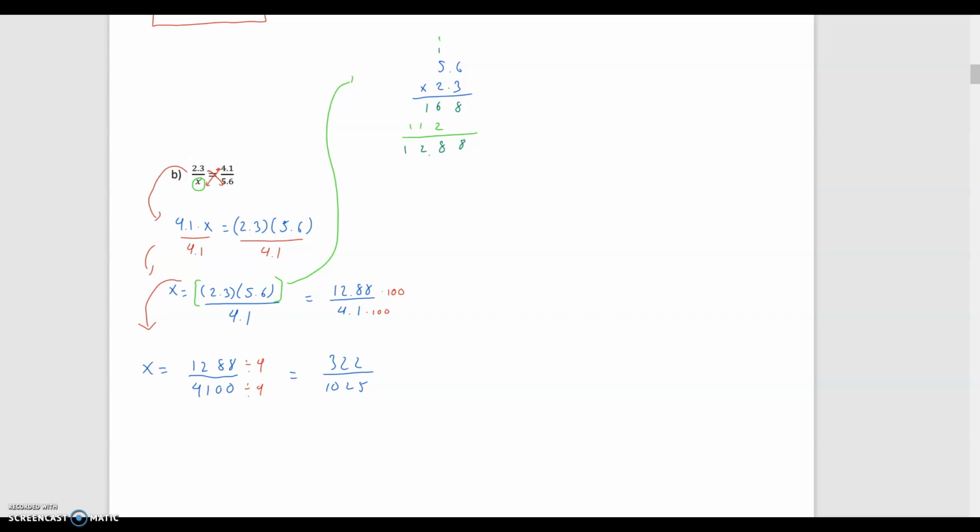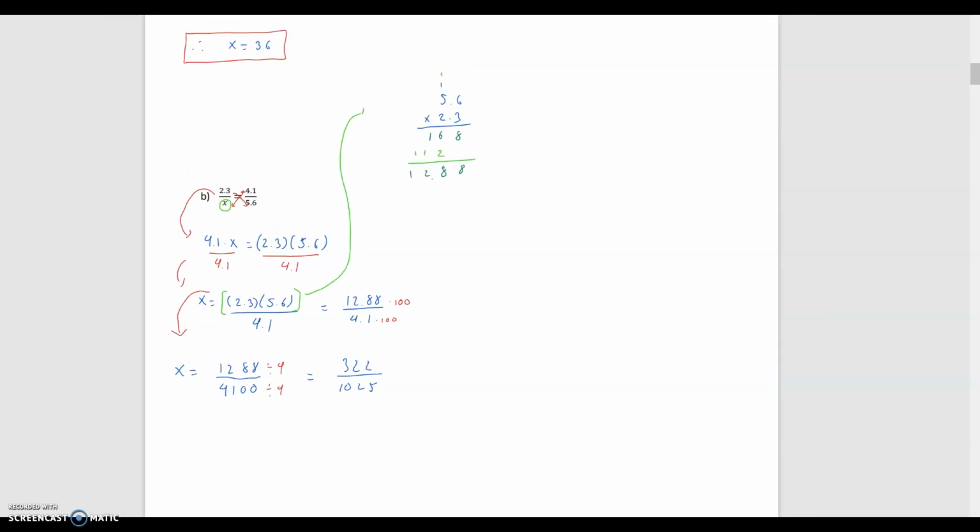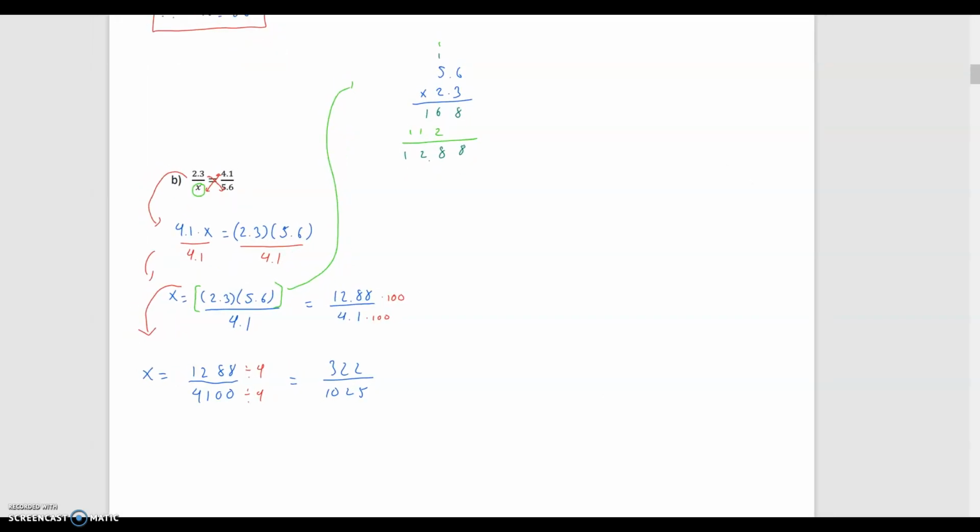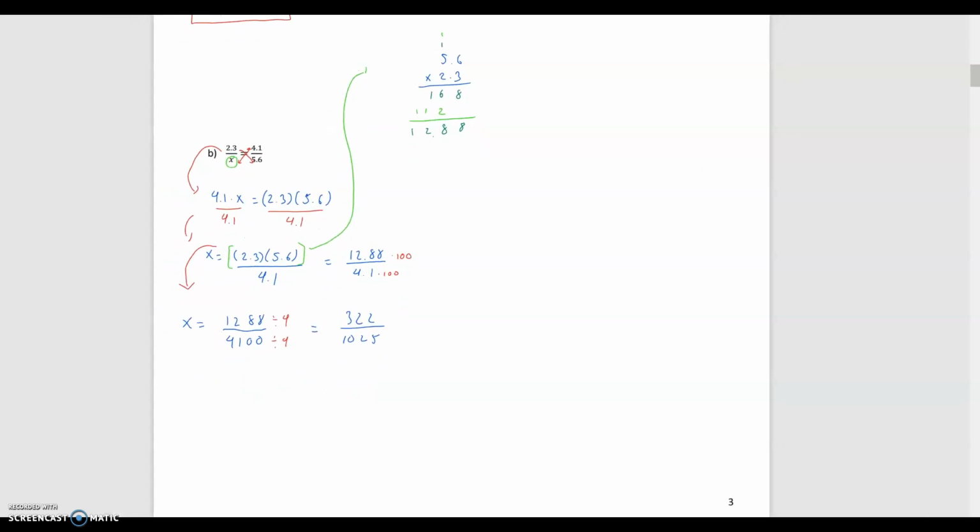Okay, so we're good here. Now, this is a fraction in reduced form, and what I'm doing is just dividing by 2's by 4, and we're matching up to here. So this is a perfectly fine answer if we were to be given original fractions. So in this case, x is equal to 322 divided by 1025.